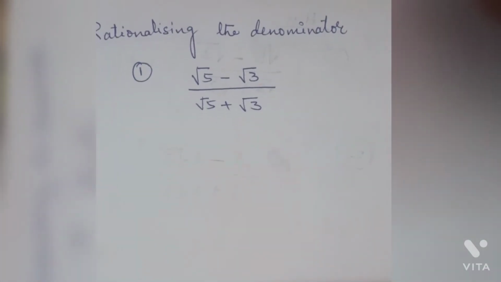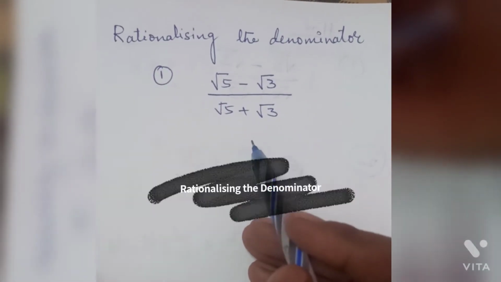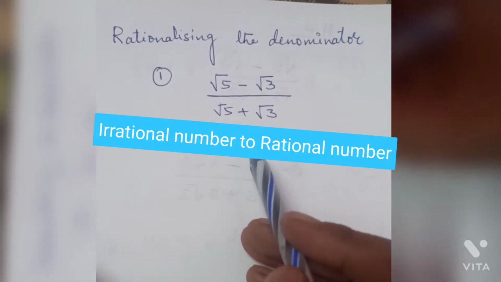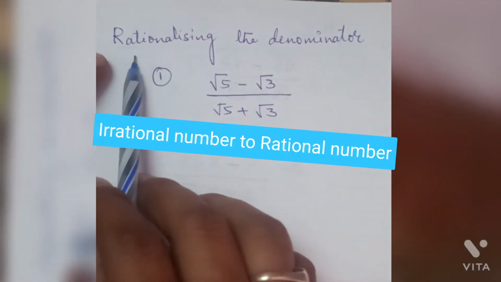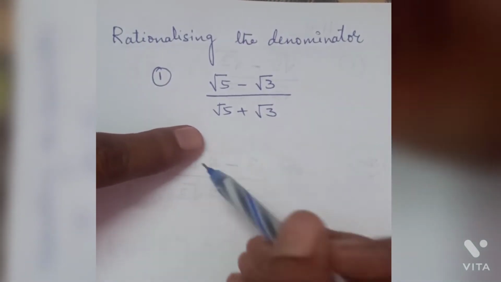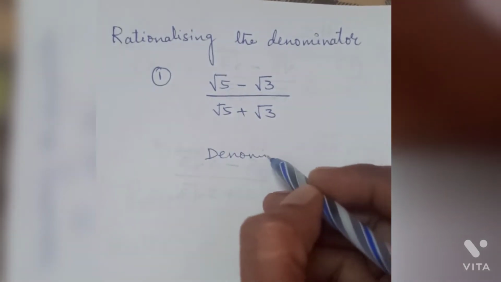Hello students, today's topic is rationalizing the denominator. Rationalizing means completely removing square root values from the denominator. What is the denominator?